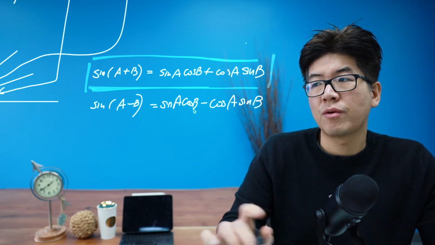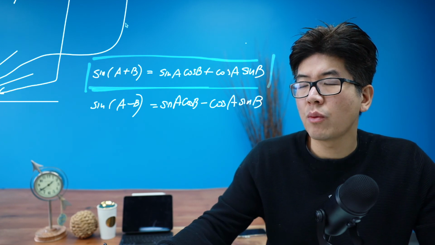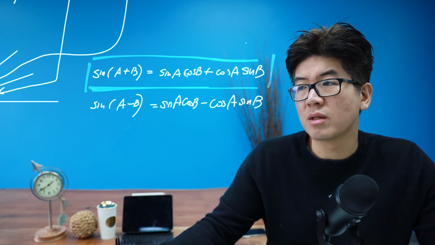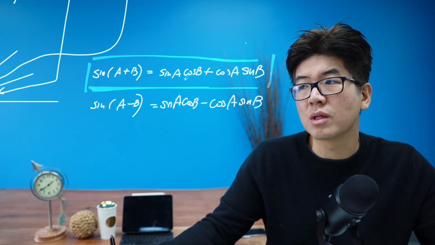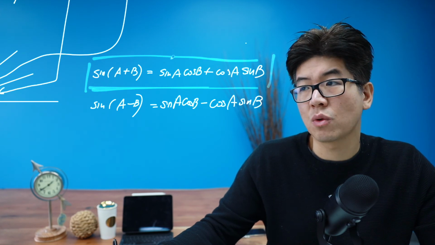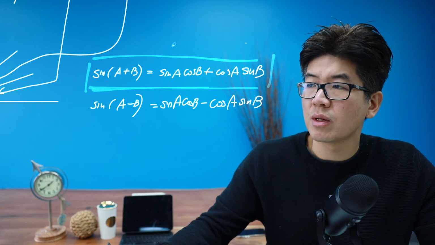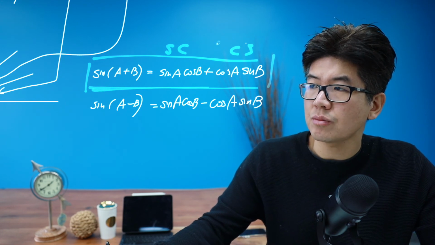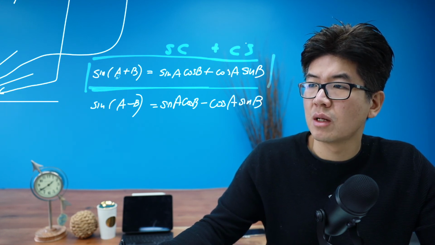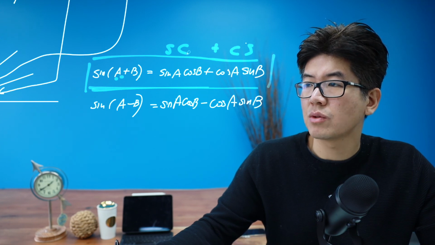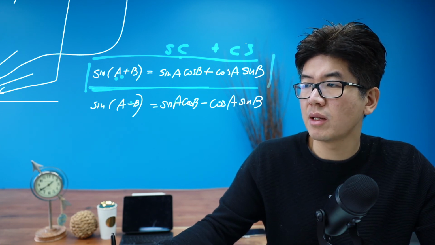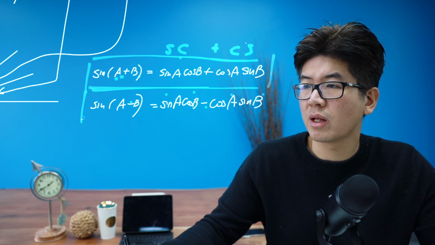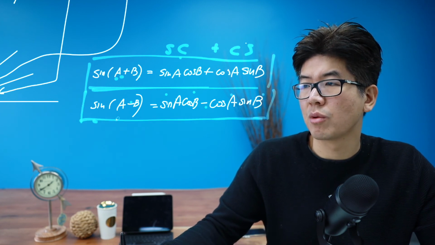So for now, just think of a way to memorize this, because I need to use it in this section of the course. I just remember it's always sine, cosine, cosine, sine, and the angles are just listed in the order given: A B, A B. If it's minus, the sign is minus. Sine, cosine, cosine, sine. Hopefully that helps you memorize this formula.